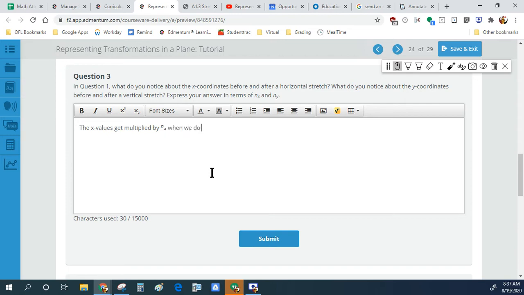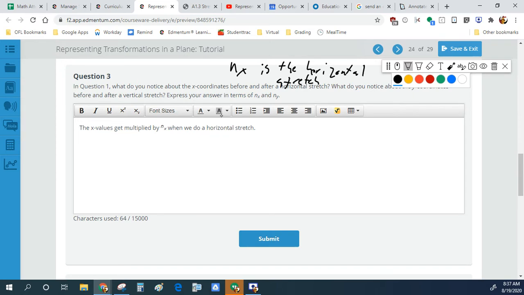When we do a horizontal stretch, what's happening here basically is that nx is the horizontal stretch factor. That's one thing we can mention. You can decide not to mention it. I think it's kind of implied. nx is the horizontal stretch factor. So just like we had a dilation factor, this is going to be our horizontal stretch factor.